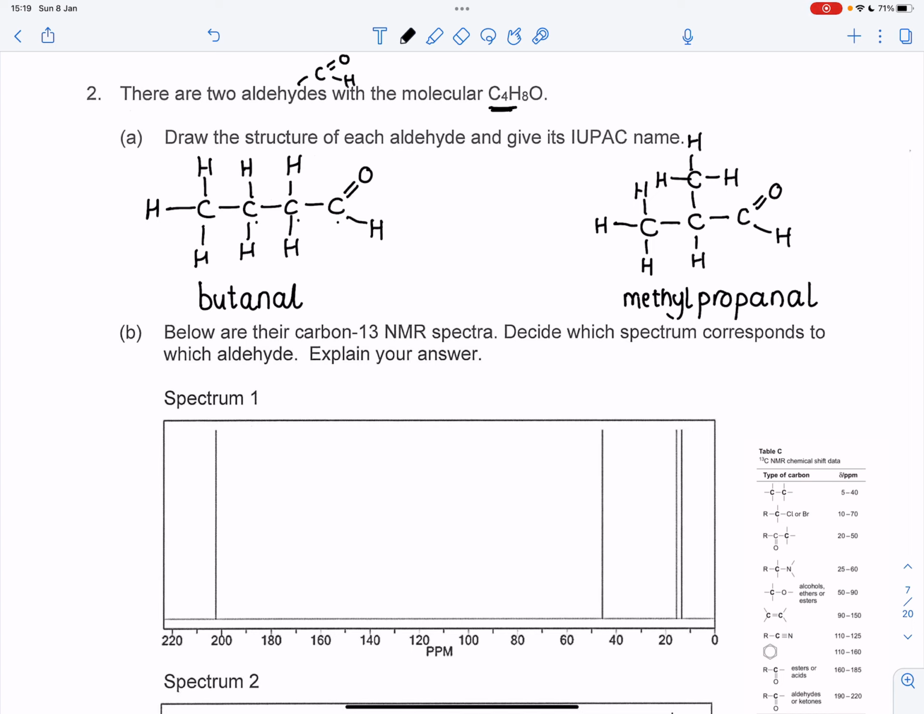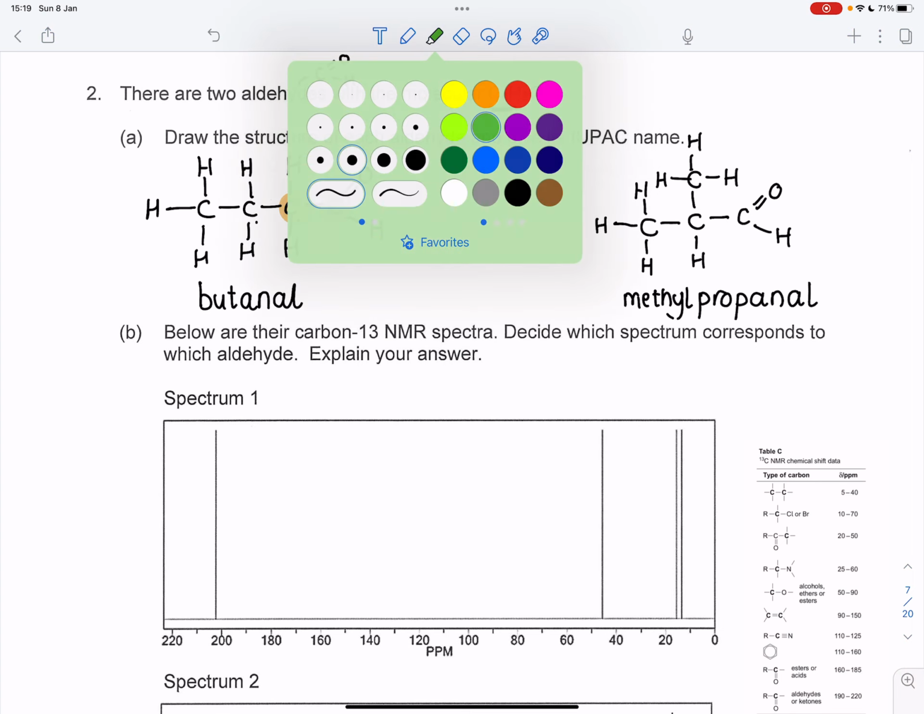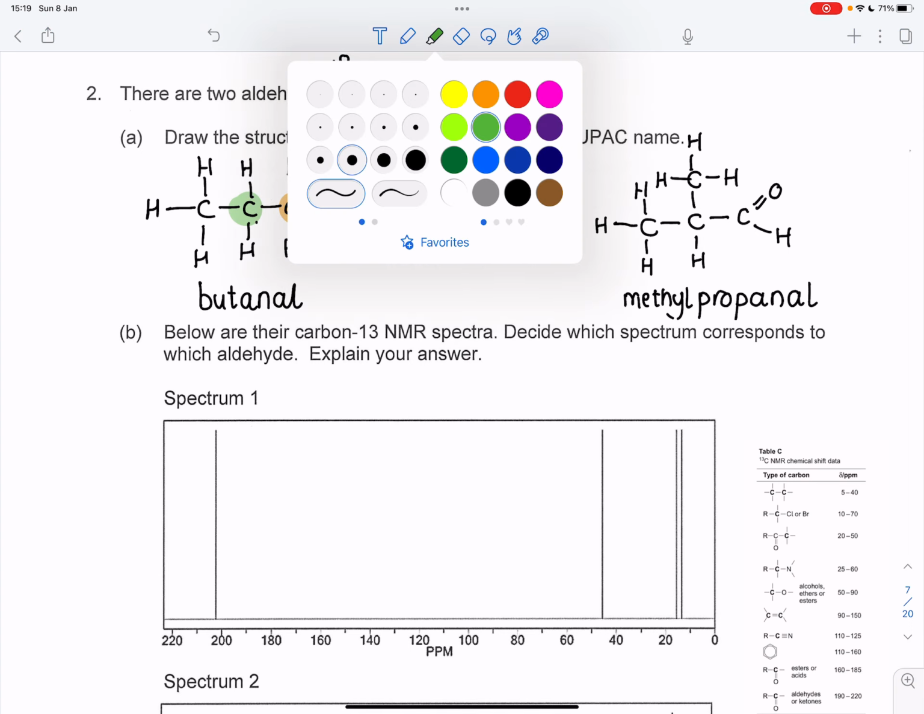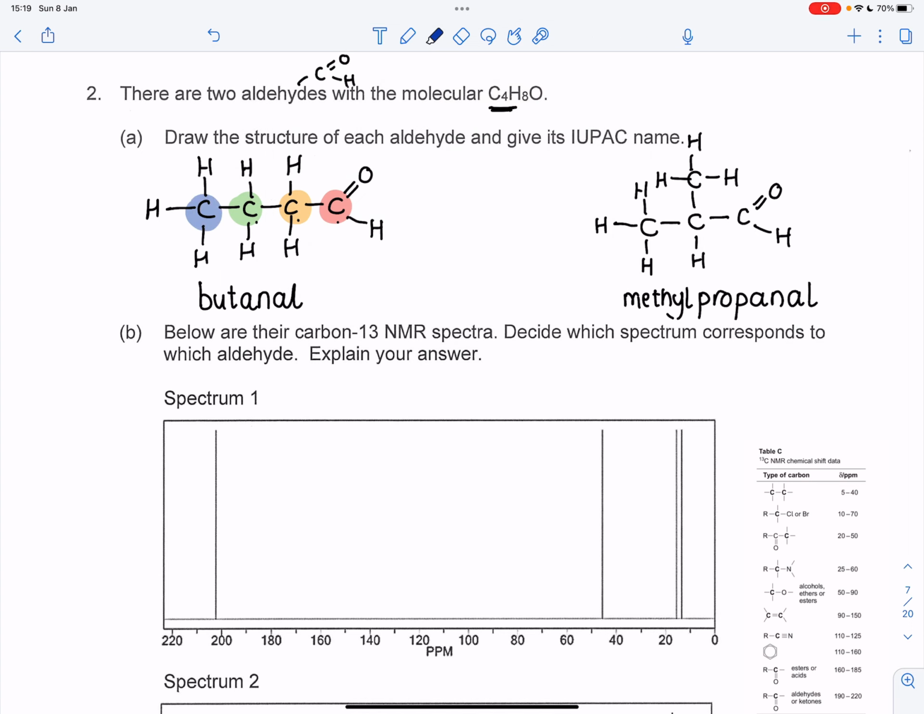One of the first things to do when trying to decide which NMR spectrum is which, which it asks us to do next, is to see if we can do it by counting the number of types of carbon, because these two structures are different, so they may have different numbers. In butanal, each carbon in that chain is a different distance away from the aldehyde group, so each one is a unique carbon environment. There are 4 carbon environments in butanal, so we'd expect to see 4 peaks.